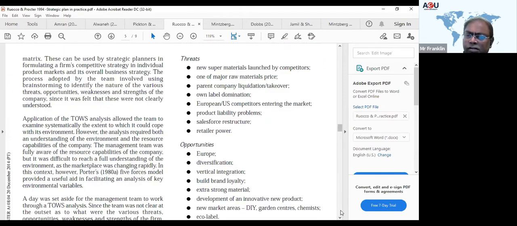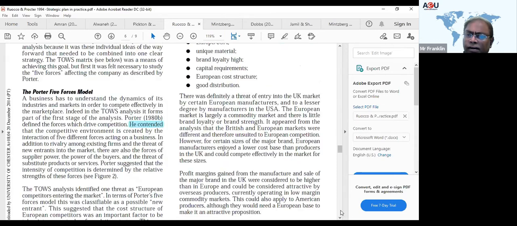Okay, so here he talks about some more. Remember this word? He contended. That means he argued. There's another word you can use. He contended that the competitive environment is created by the interaction of 5 different forces in a business. Who contended? Porter. You see how he wrote it? You see how he's answering. Porter in 1982.